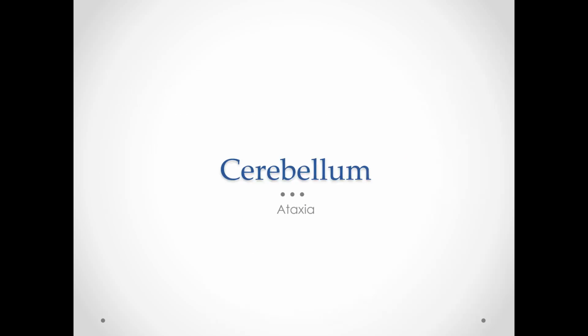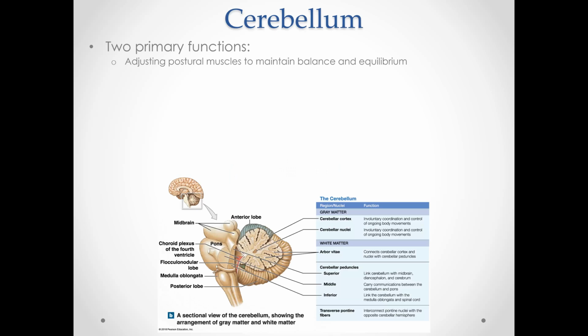In this section, we're going to talk about the cerebellum, and we'll also talk about ataxia, which can result from damage to the cerebellum. So the cerebellum has two primary functions. The first one is that it adjusts your postural muscles to maintain your balance and equilibrium. So the reason that you can stand up straight or sit up straight in a chair without thinking about it is due to your cerebellum. It also programs and fine-tunes learned movements.